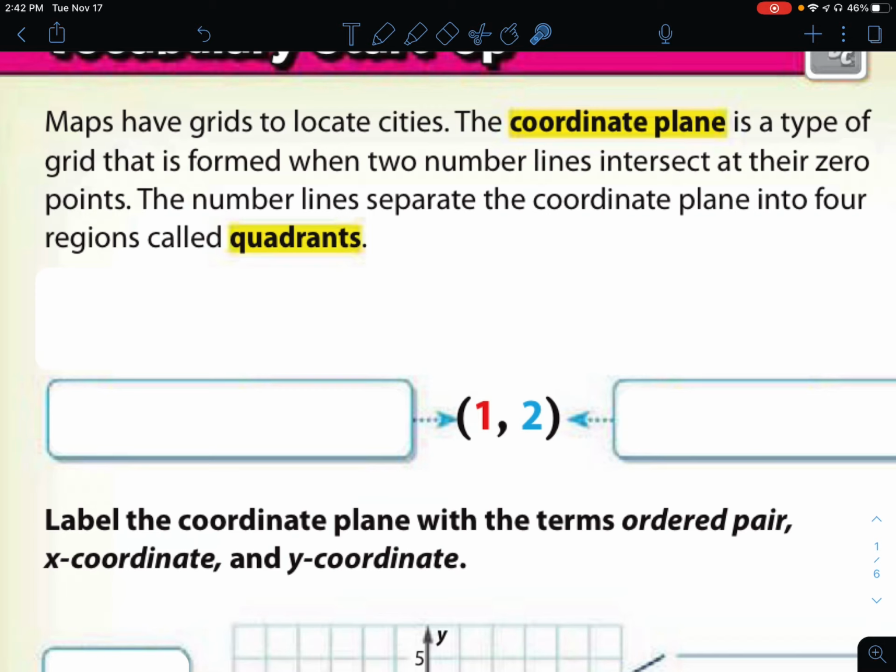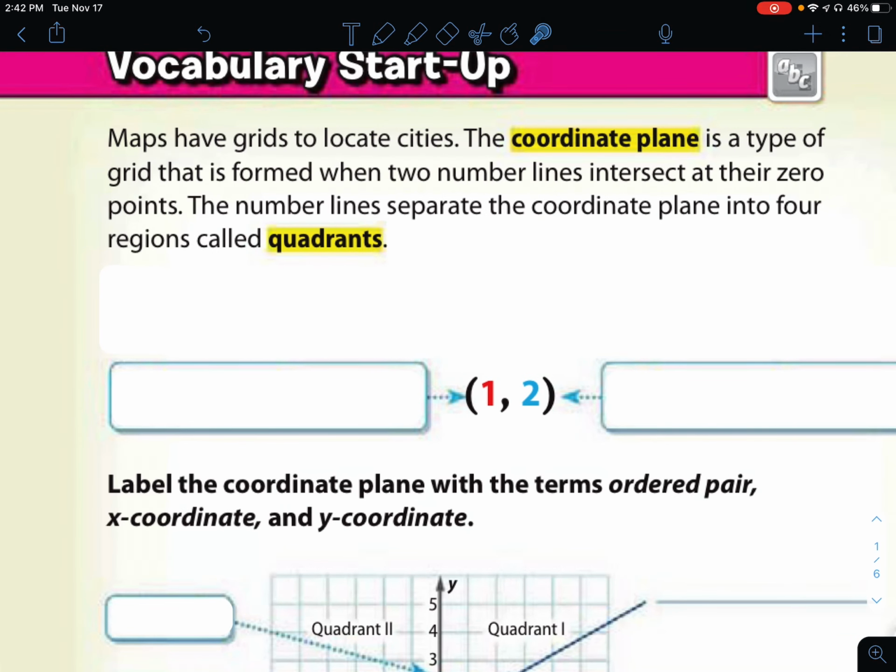So let's take a look at this one, which defines what a coordinate plane is. Again, it is a type of grid that is formed when two number lines intersect at their 0 points, and we can separate our coordinate plane into four regions called quadrants. The next thing we're going to do is understand what an ordered pair is. In coordinate planes, there's what we call an ordered pair. So what is an ordered pair?